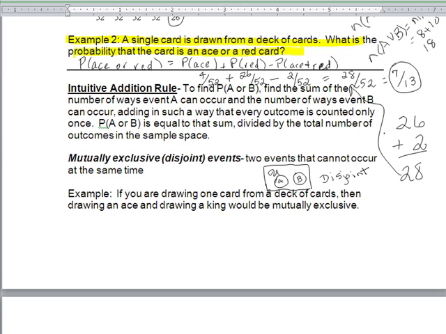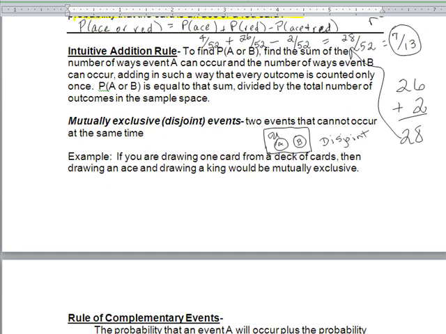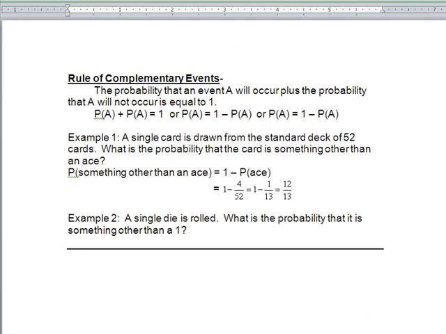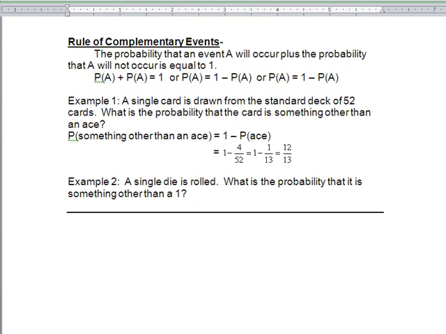Okay, next we have the rule of complementary events. The probability that an event A will occur plus the probability that event A will not occur, and notice you need to put the bar over one of those, is equal to 1. So the probability of A complement is 1 minus the probability of A. The probability of A is 1 minus the probability of A complement, or not A. So I think our book uses the bar to indicate that.